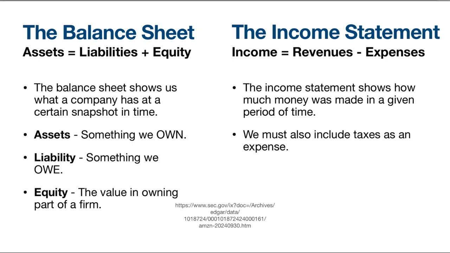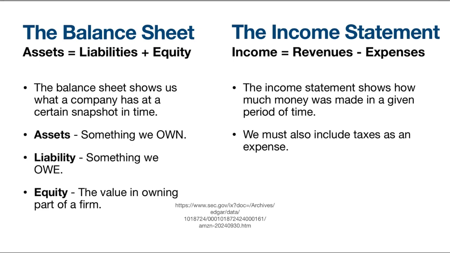Assets are something we own. Think about a car, a building, maybe factory equipment. These are usually things that we buy. A liability is something that we owe. So think about a loan. Maybe someone has sold us products with the expectation that we pay later. That would be a liability.